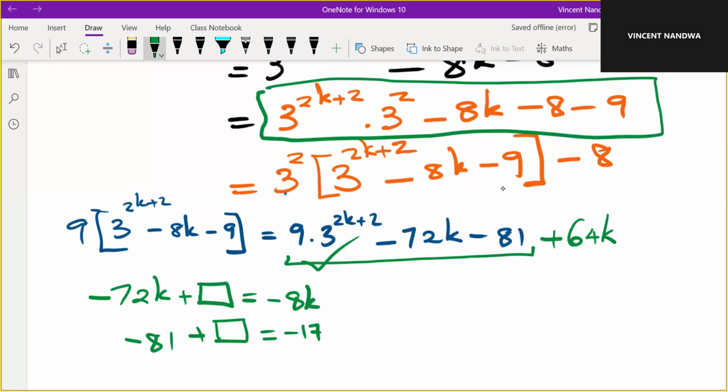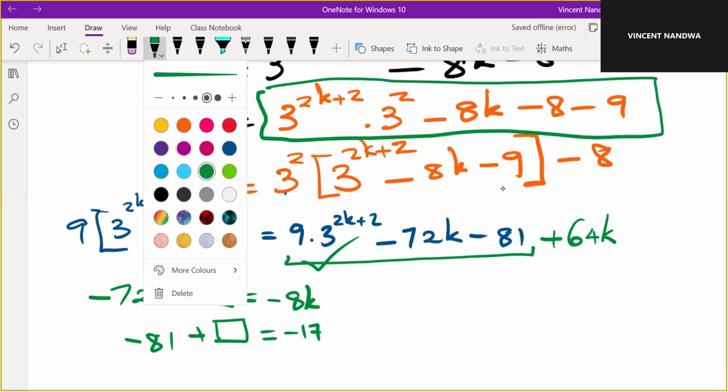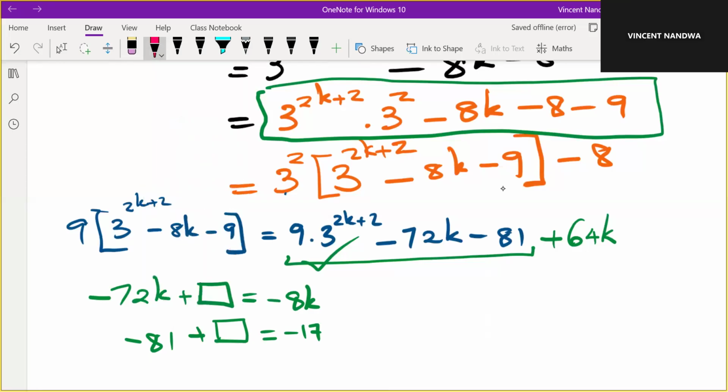Positive or negative? Positive. You are sure? You are not sure. It's like I'm asking you, if I call this bracket X, I have minus 81 plus X equals minus 17. What's the value of X? Positive 64. So I add here 64.